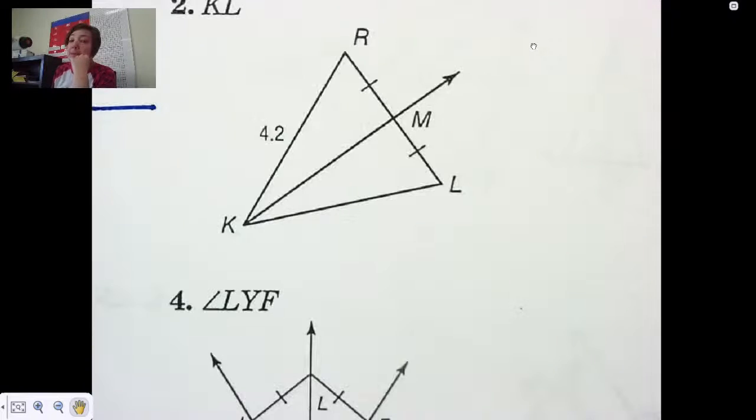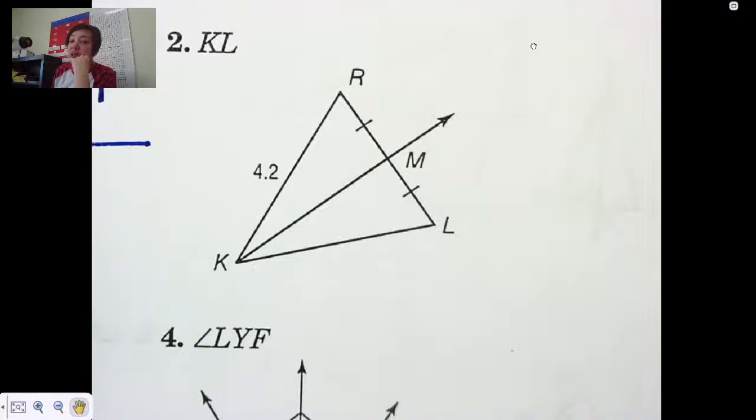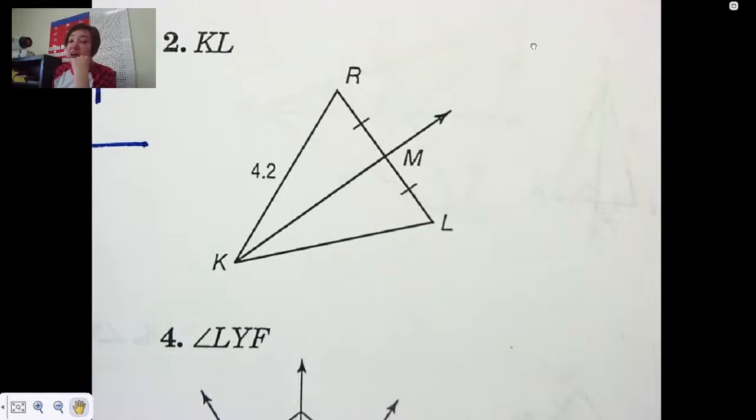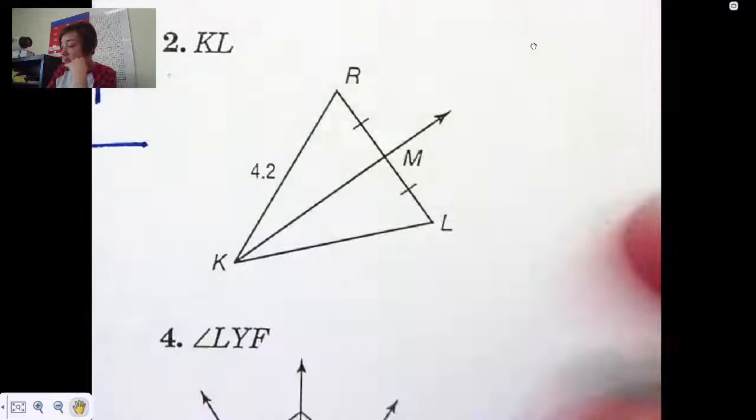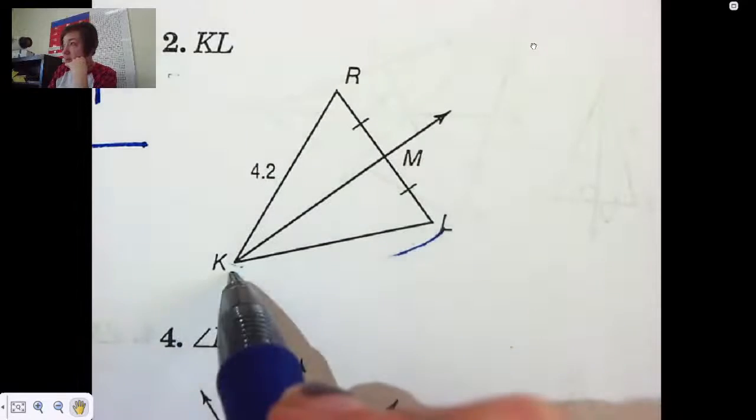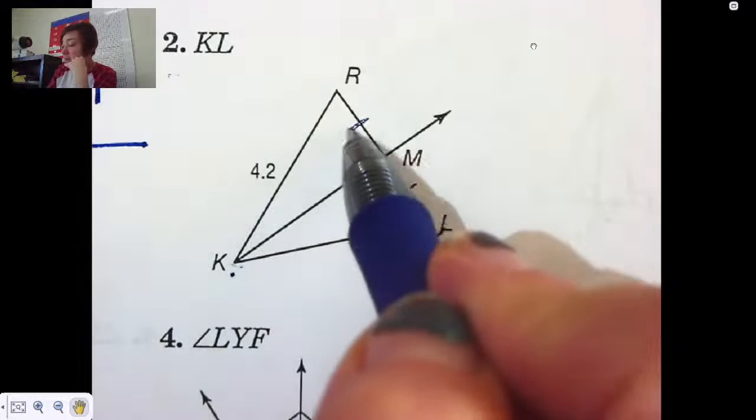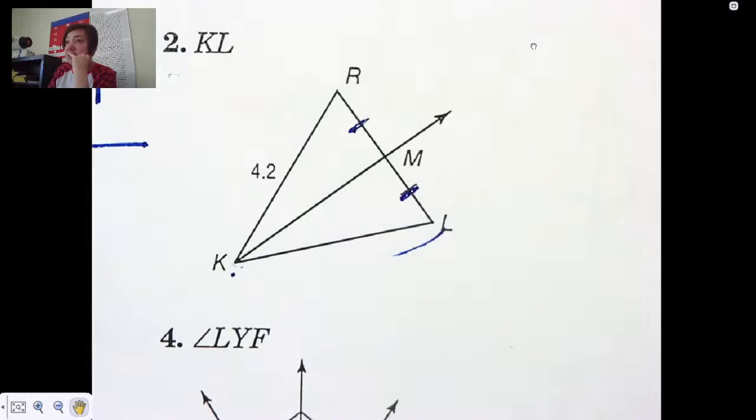Okay. All right. So look at this one here. On this one, they're asking for KL, which is this side length, right? They're telling us that this is congruent to this.